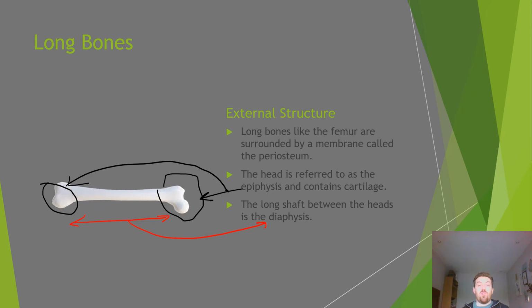And long bones are important because they're the ones that actually make your red blood cells. So your humerus in your arm or your femur in your leg. All right.